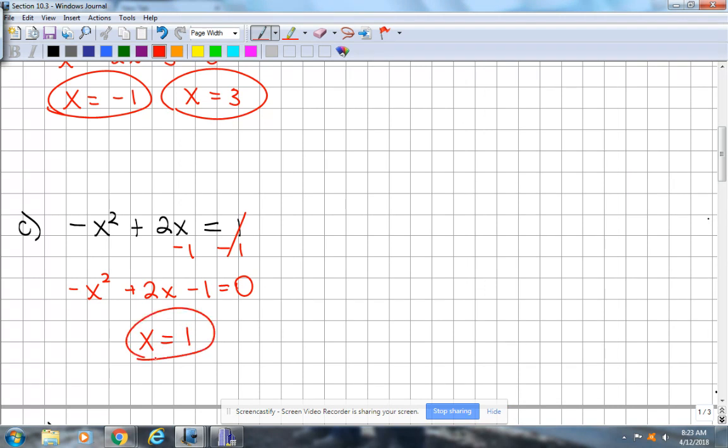This is a perfect square trinomial, right? What multiplies to get negative 1 and adds to get positive 2? Well, first we have to factor out the negative, and it would be negative 1 and negative 1, and set them equal to 0, you get x equals positive 1. So that's why you only have one solution, because it's a perfect square trinomial.